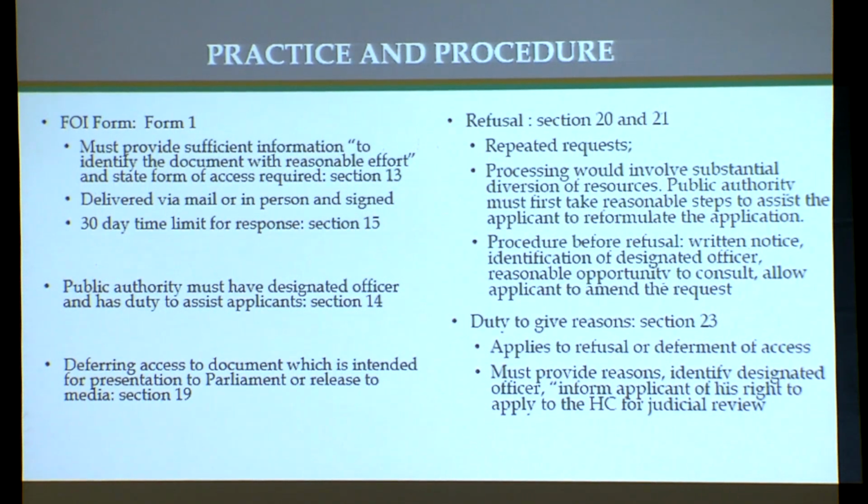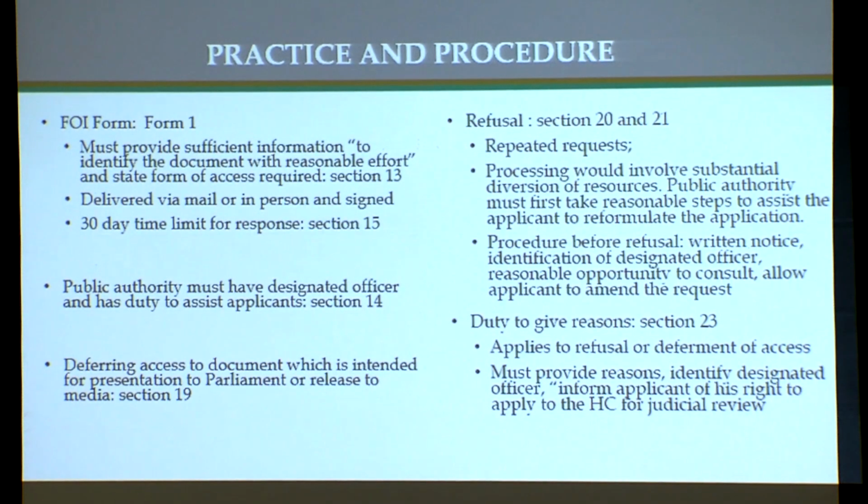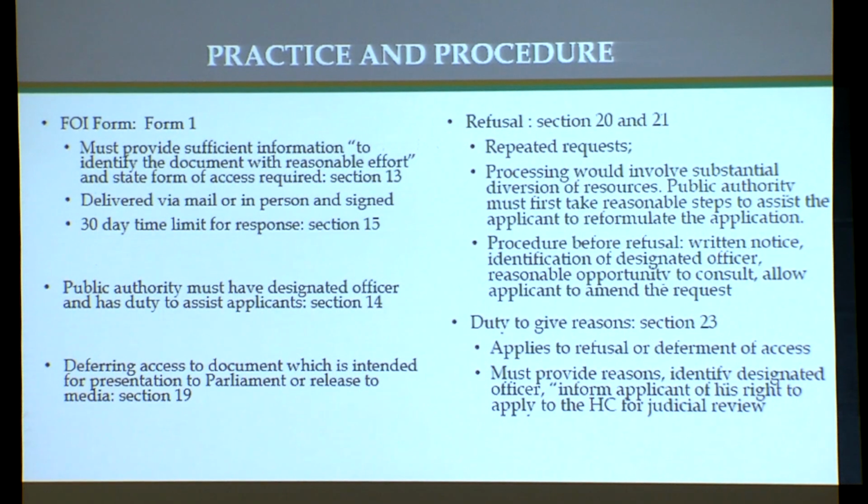Because a lot of people think that if they tell me they're going to defer access, that means I'm never going to get the document. That is not what it means. It just means that you have to wait a little while longer to get it. Even if they refuse your request, there's a procedure for doing that, and they have to tell you why.